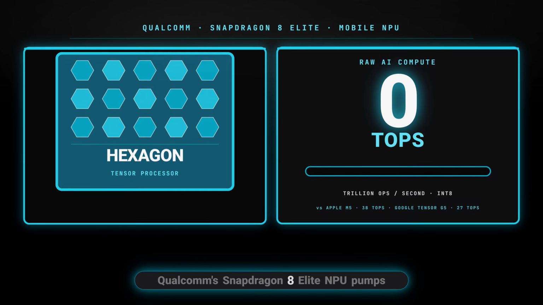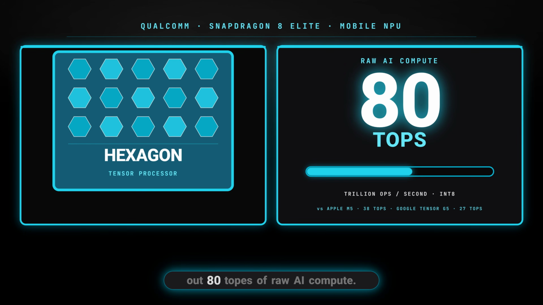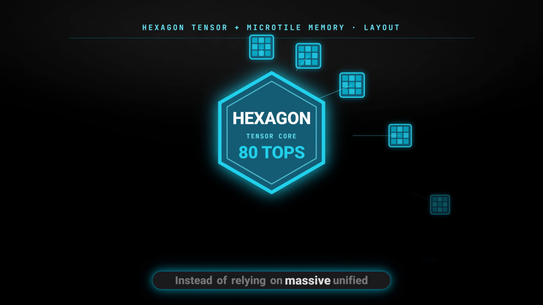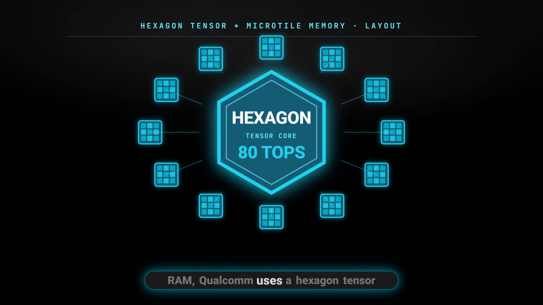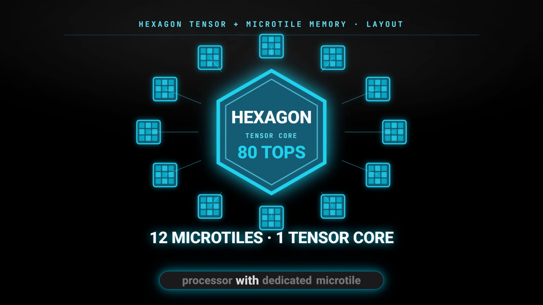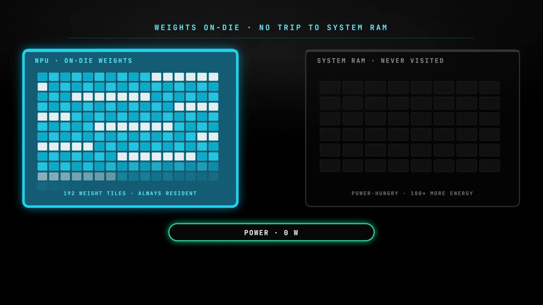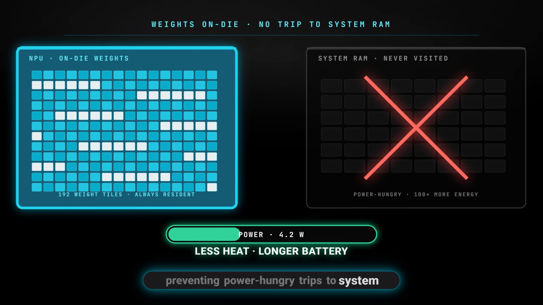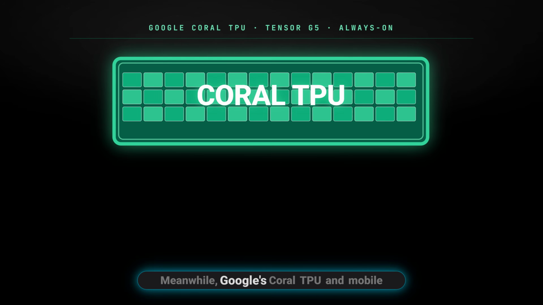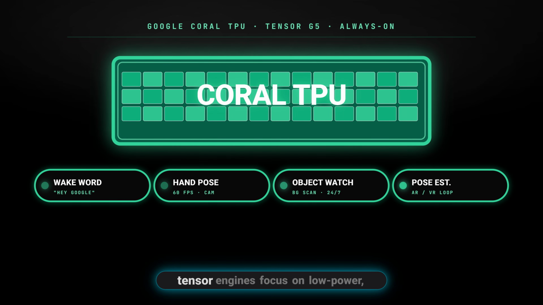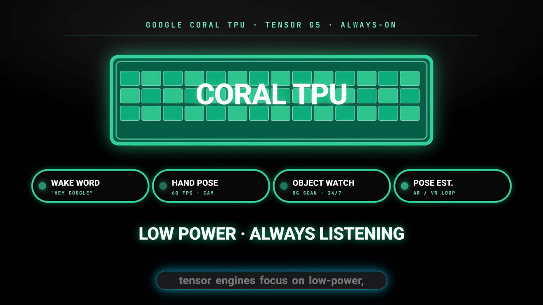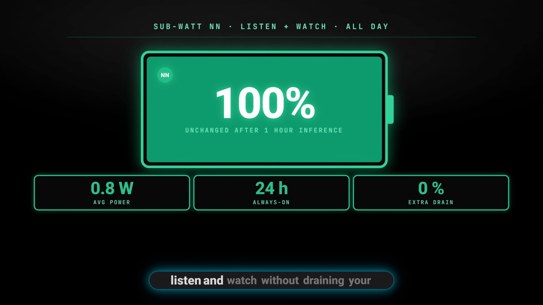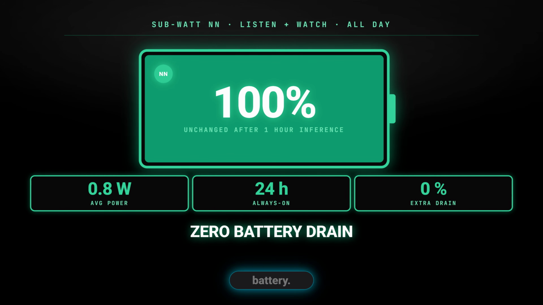Qualcomm's Snapdragon 8 Elite NPU pumps out 80 TOPs of raw AI compute. Instead of relying on massive unified RAM, Qualcomm uses a Hexagon Tensor processor with dedicated Microtile memory. This keeps the weights on the processor, preventing power-hungry trips to system RAM. Meanwhile, Google's Coral TPU and mobile tensor engines focus on low-power, always-on tasks. They run sub-watt neural networks that listen and watch without draining your battery.